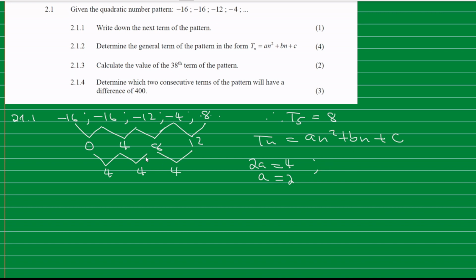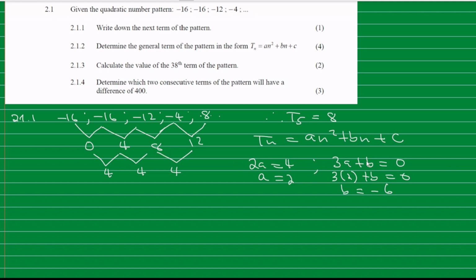To find the b, what do we do? Equate this one to 0. This is 0, equivalent to 3a plus b is 0. Now our a is 2, so 3 times 2 plus b is equal to 0. So our b is -6.